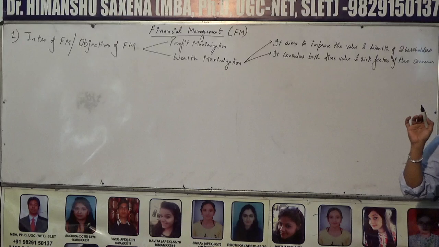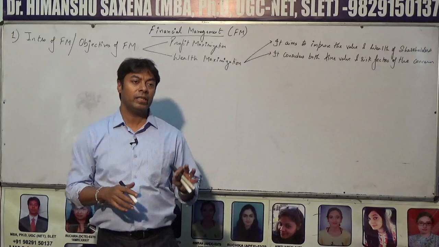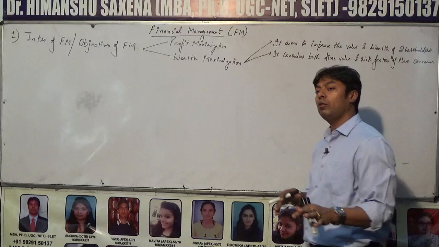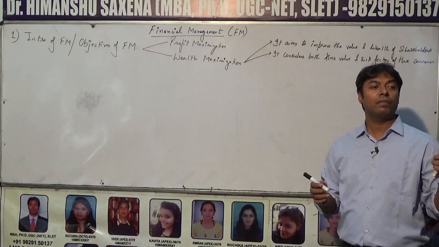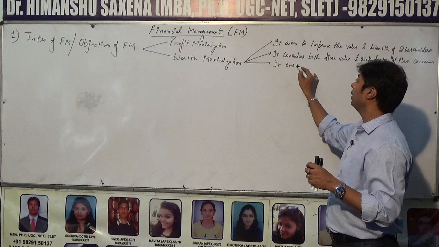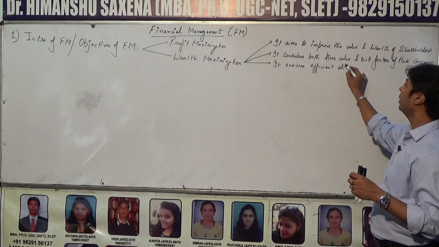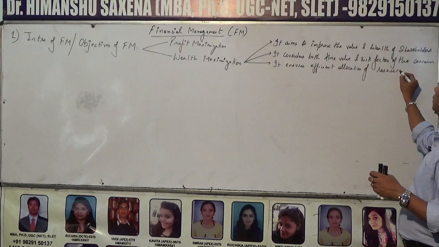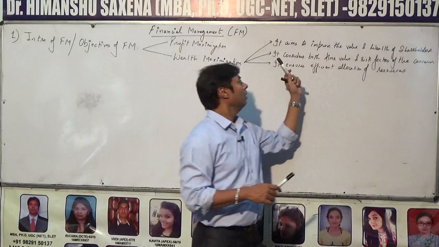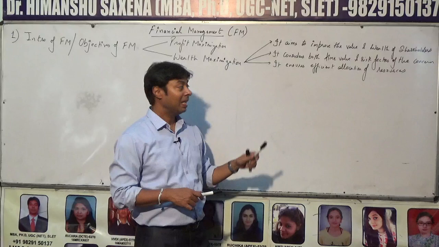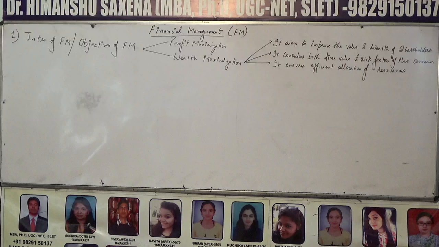Right, then wealth maximization provides efficient allocation of resources because the objective is to maximize the wealth of the stockholders. There is not just the onus on the profits of the company, but it aims to maximize the wealth of the stockholders. So it ensures efficient allocation of resources. तो आपको ध्यान रखना है जो wealth maximization है, it aims to improve the value and wealth of shareholders. It considers the time value perspective and the risk factors of the concern, and it ensures efficient allocation of resources.